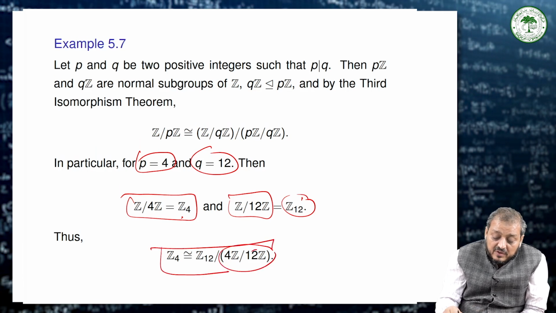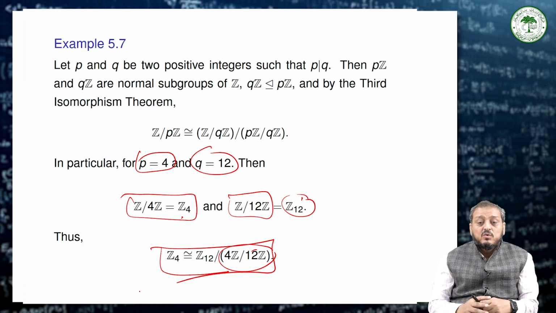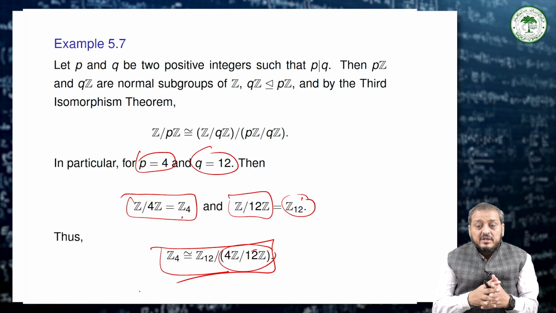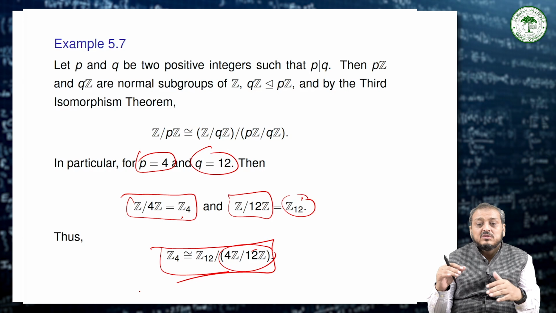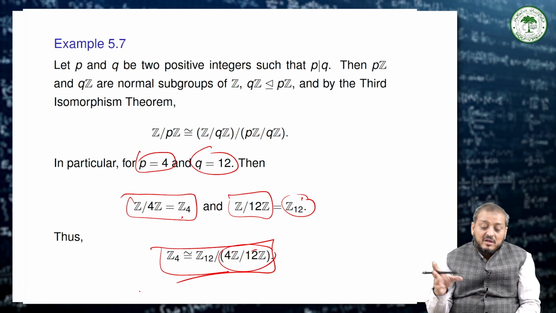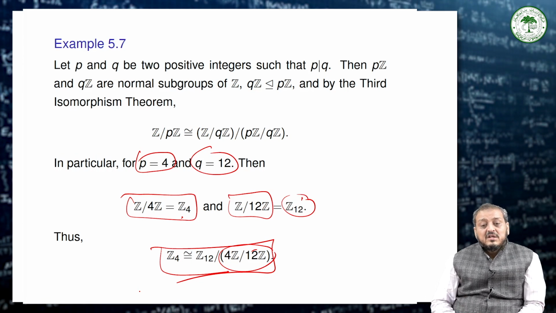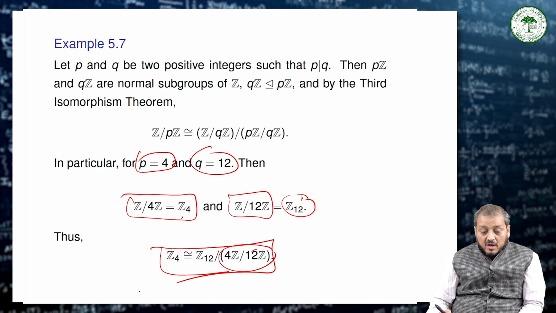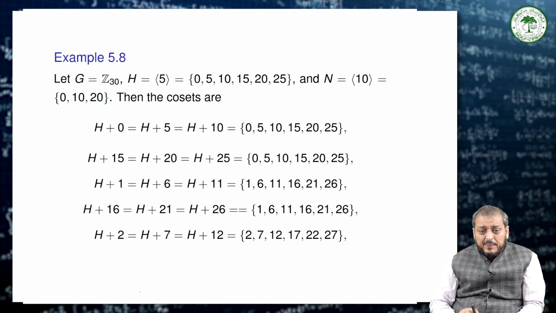This means we can say clearly that if we prove it generally for any two positive integers p and q where p divides q, because we have to show that pZ and qZ are normal subgroups of Z and qZ is normal in pZ, then by the third isomorphism theorem this result holds in this form. Okay, so now we have one more example.